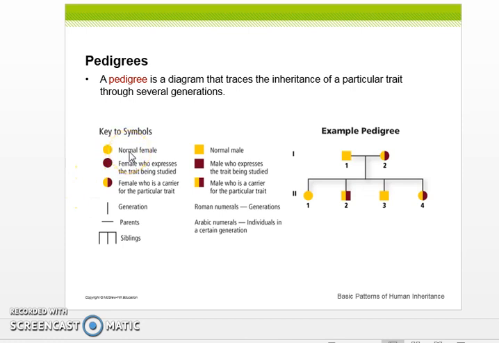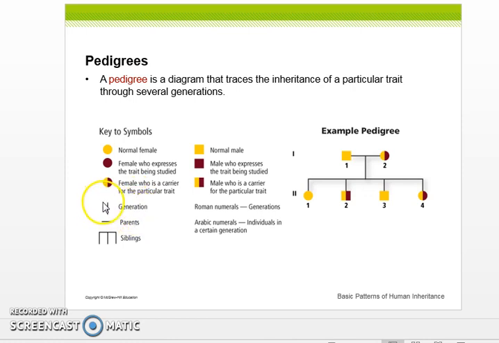So in this one, a normal female is round and yellow, and a normal male is also yellow, but he's square. A female who expresses the trait being studied, meaning she has it, and everybody can see it, it's her phenotype as well as her genotype. She is still round, but she is maroon, and the male is maroon as well. And if a female and a male don't express that gene, but they are carriers for it, then they're split half and half. And these are things that will not be on every single one of your legends, so you have to memorize them now.